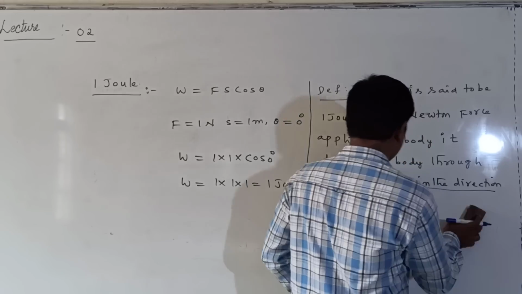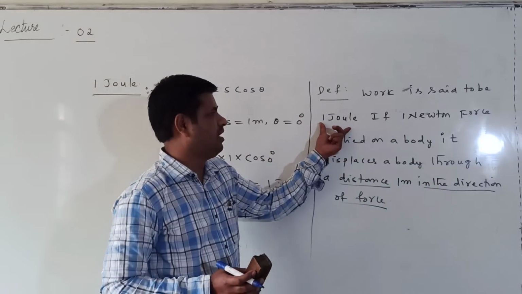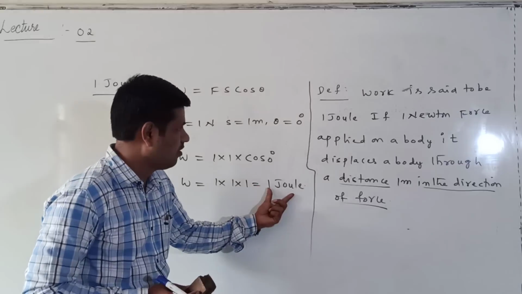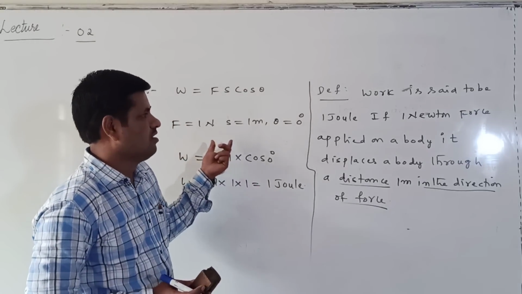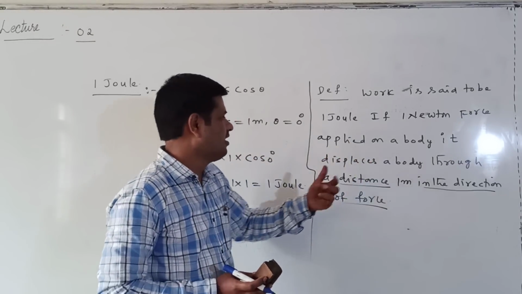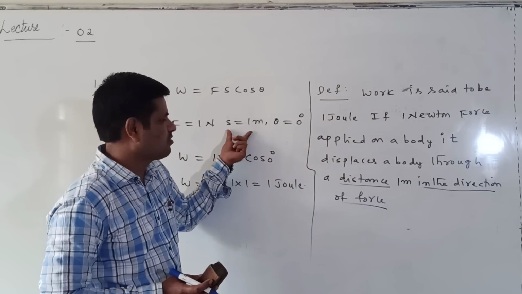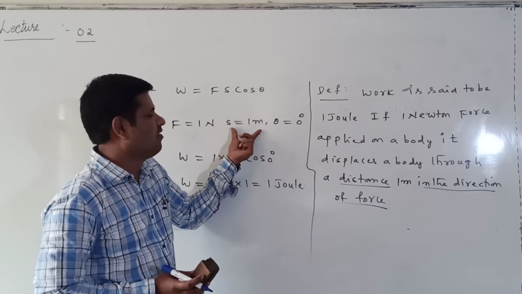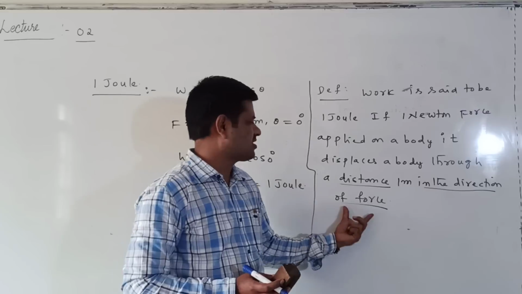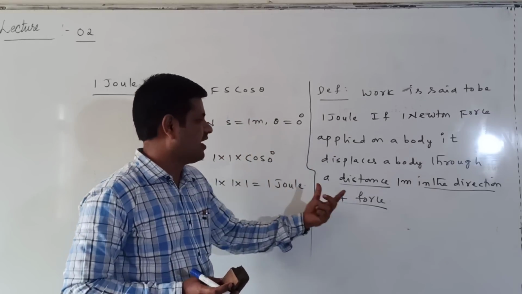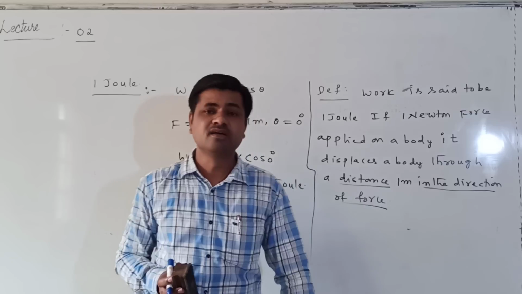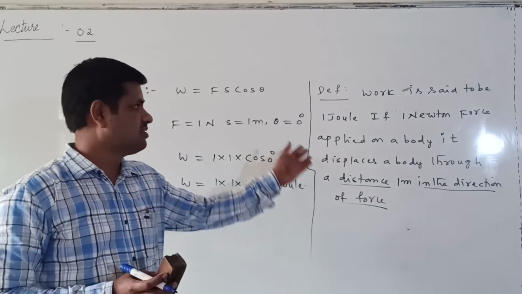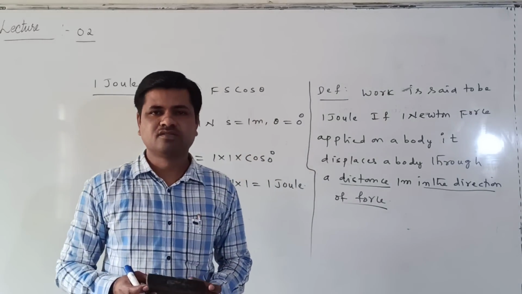Once again, listen. Definition: work is said to be 1 joule if 1 Newton force is applied on your body and it displaces the body through a distance of 1 meter in the direction of the force. The meaning of in the direction of the force is that the angle theta is equal to 0 degrees. This is the definition of the joule.